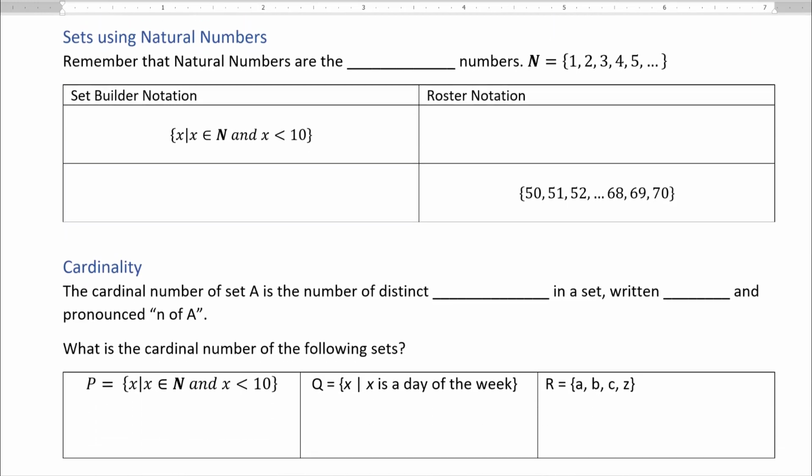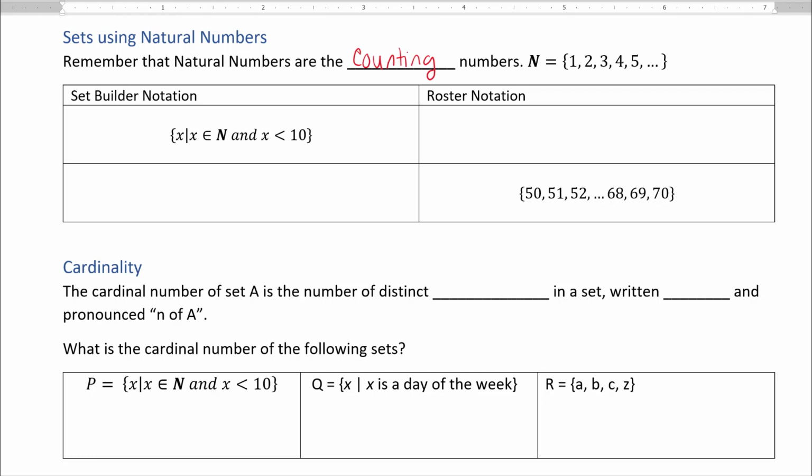Next, we're going to be talking about sets using natural numbers. Remember that natural numbers are the counting numbers. We talked a little bit about this on the previous page. The counting numbers are 1, 2, 3, 4, 5. Things that you might be able to count on your finger. Even if it gets up really, really high, it's still part of that.